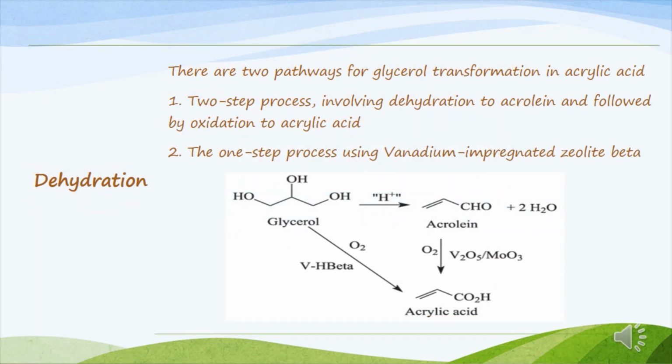Next, for dehydration, there are two pathways for glycerol transformation to acrylic acid. Number one, a two-step process that involves dehydration to acrolein followed by oxidation to acrylic acid. Number two, the one-step process using vanadium impregnated zeolite beta as catalyst.